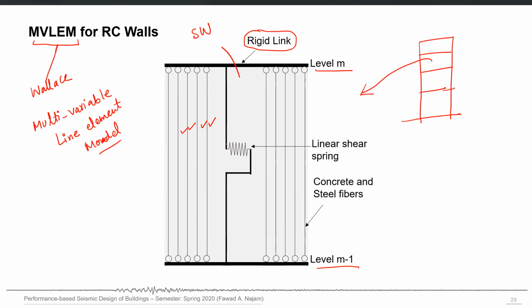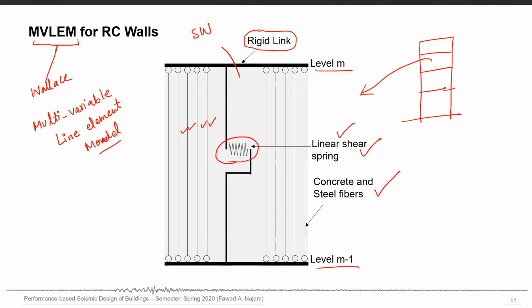And for shear behavior, you can have a shear spring or a shear hinge. So this is your shear hinge in the middle, and this is for shear behavior. It can be linear or nonlinear, but for this model, it is a linear shear spring. So the shear behavior is kept linear, but axial flexural behavior is made nonlinear using nonlinear concrete and steel fibers, which are constrained at both ends of the shear wall panel.